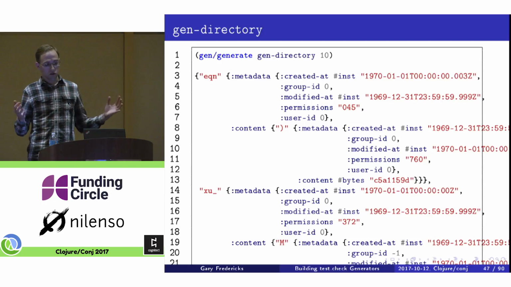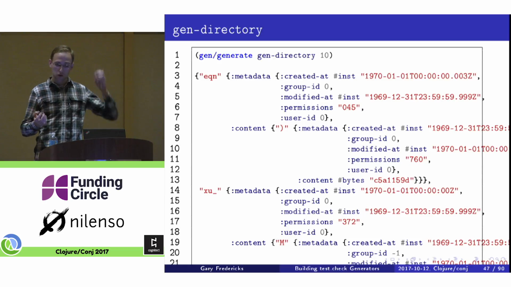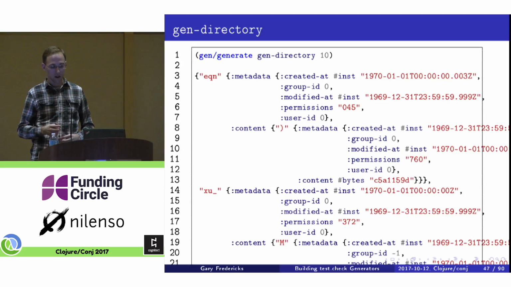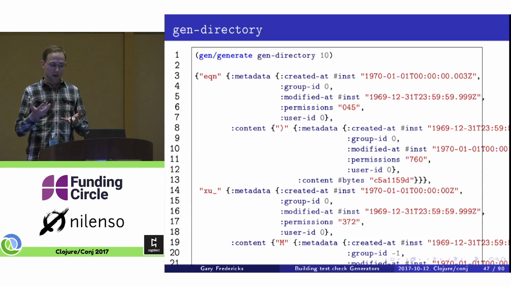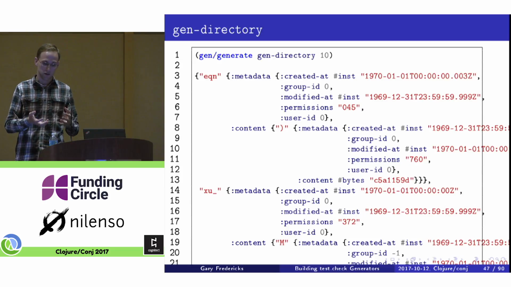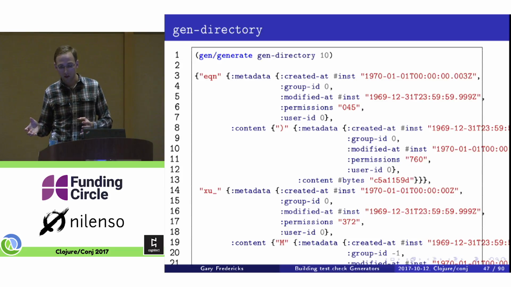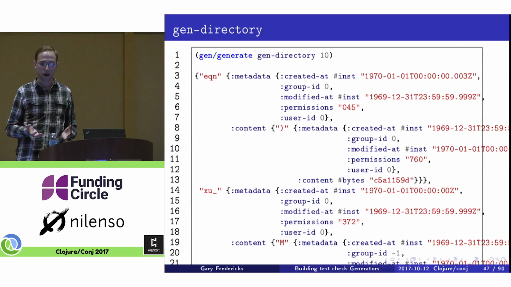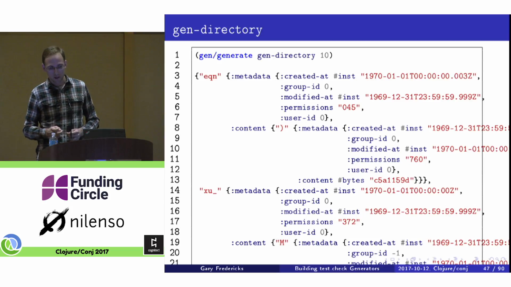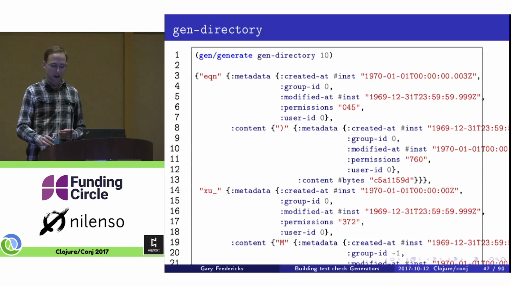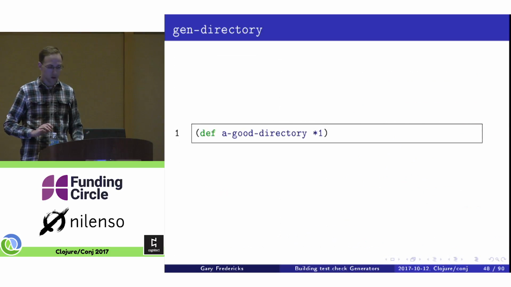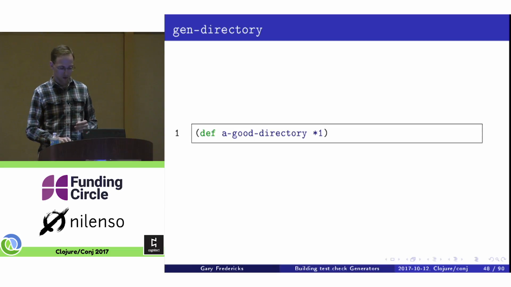The top level structure, this is a map that has some directory names in it, like equin and shoe underscore, which are good directory names, and they have their own metadata, and they also have content, which is yet another nested directory. In this case, on line 8, we have a file named right parenthesis. It has its own metadata, and it has the contents from the byte array generator on line 13. So let's stash that away for future use.